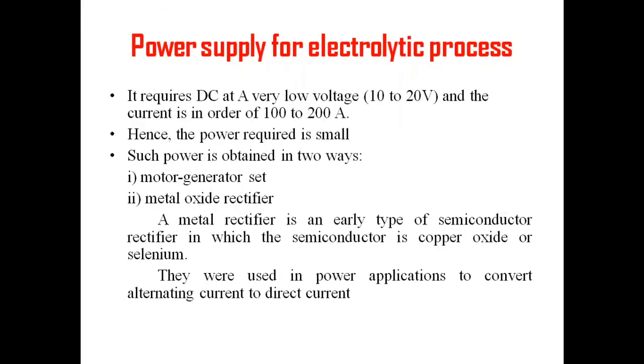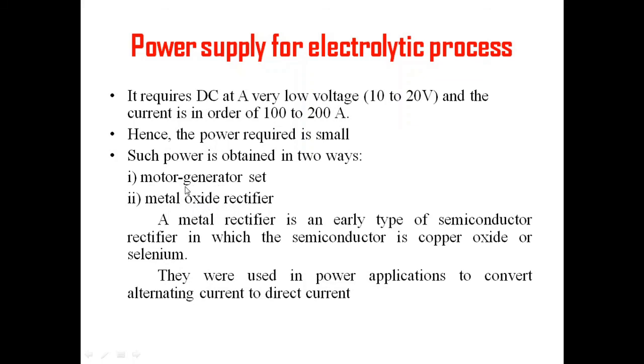For the electrolytic process, a DC supply is required, and the voltage level is very low, 10 to 20 volts, whereas the current required is in the hundreds, 100 to 200 amps. So it is clear that we need a low voltage but a high current. Hence the total power, when you combine these, will be small. Such small power can be obtained in two different ways: one is by a motor generator set and the other is by a metal oxide rectifier.